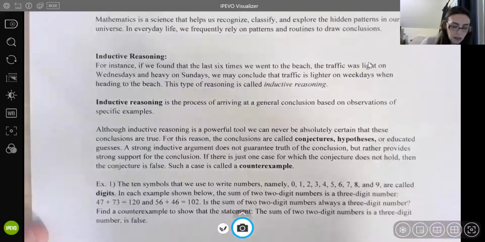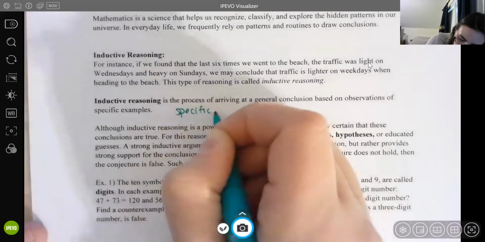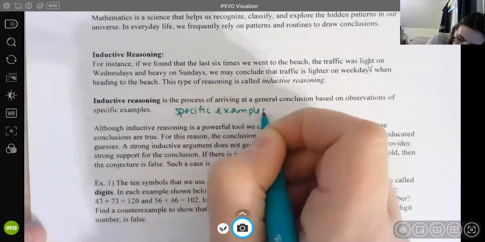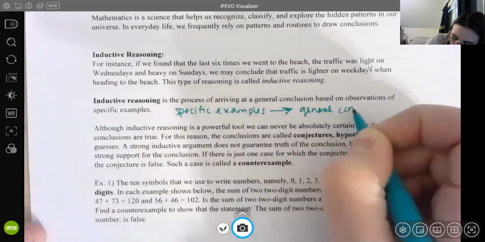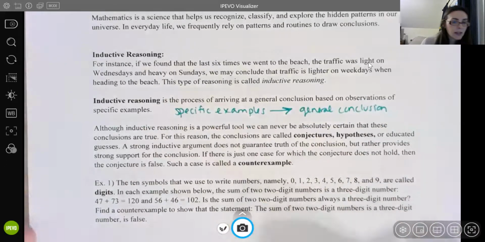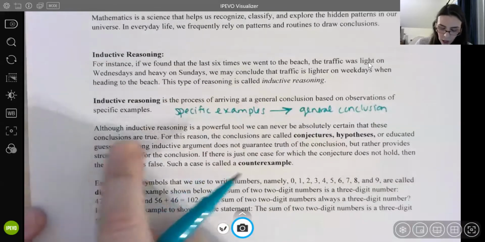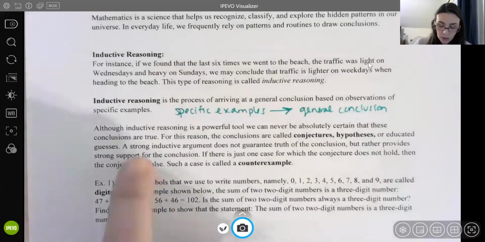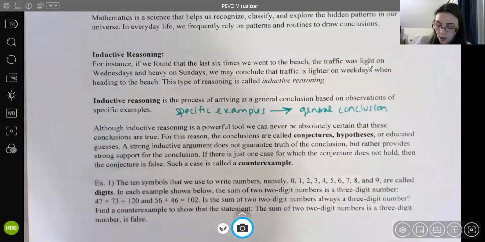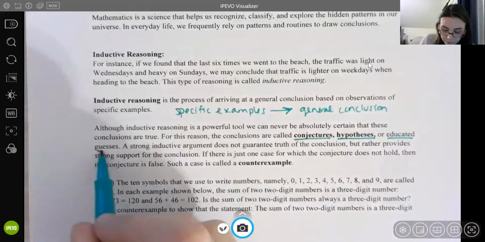So with inductive reasoning, what's happening is we're going from specific examples to a general conclusion. All right, so we're taking our specific examples of what we're seeing happen and we're making an overall statement of what we think happens in general. Although inductive reasoning is a powerful tool, we can never be absolutely certain that these conclusions are true. For this reason, the conclusions are called conjectures, hypotheses, or even educated guesses.